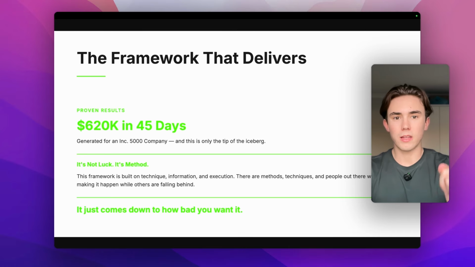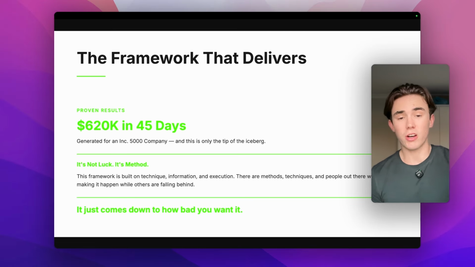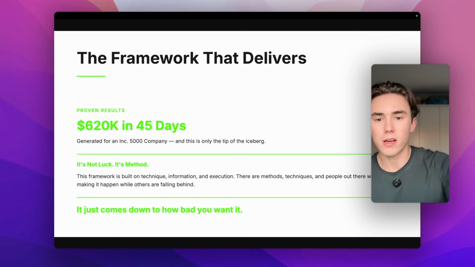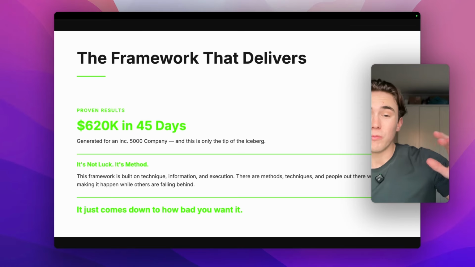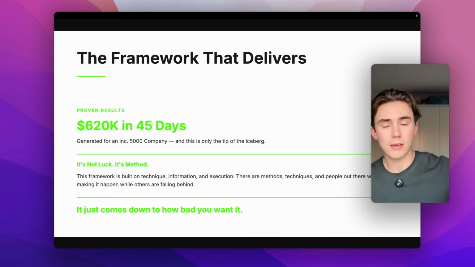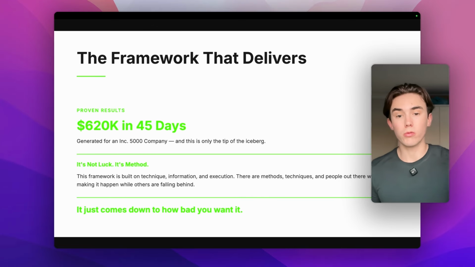Now, once again, it's the framework that has consistently delivered for us. There's a reason that it's generated $620,000 within 45 days, right? Big number, short time frame. And that was for an Inc. 5000 company. Right? This is only the tip of the iceberg, right? There's obviously a lot of other smaller numbers that are there, but that is sort of the hero case study that tends to get attention because of how big of a result it is.